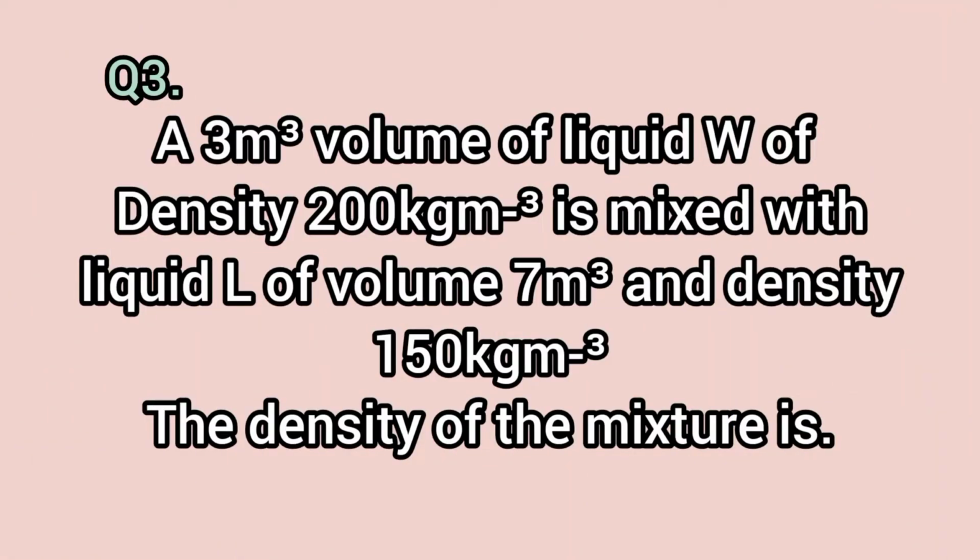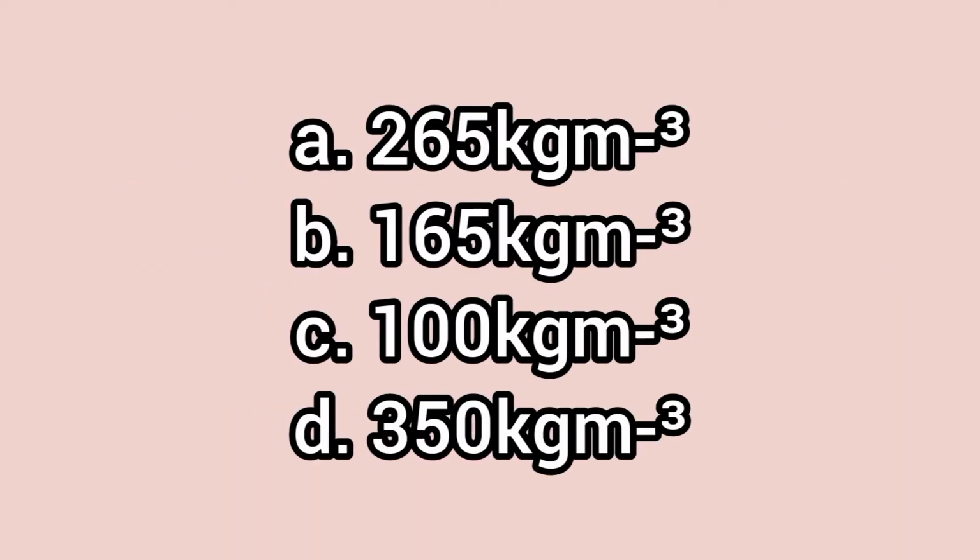A 3 m³ volume of liquid W of density 200 kilogram per cubic meter is mixed with another liquid L of volume 7 m³ and density 150 kilogram per cubic meter. The density of the mixture is, options: A, 265 kilogram per cubic meter, B, 165 kilogram per cubic meter, C, 100 kilogram per cubic meter, D, 350 kilogram per cubic meter.